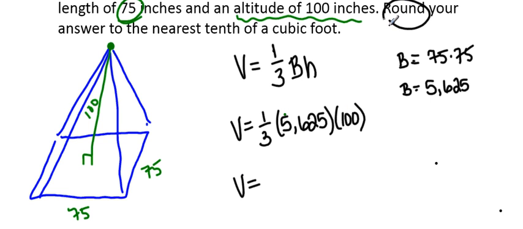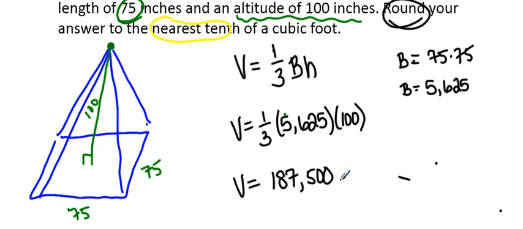Since it tells me to round, I'm going to go ahead and plug that whole number into my graphing calculator. So I'm going to multiply 1/3 times 5,625 times 100. When I plug that all into my calculator, I end up with 187,500 cubic feet.